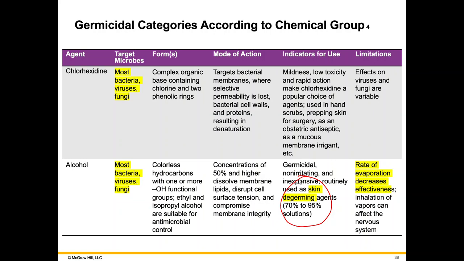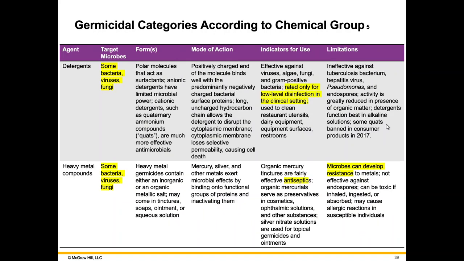Now, downside of alcohols is we're probably all aware that alcohol has a drying effect. It readily evaporates very quickly compared to just water. So that fact that it evaporates relatively quickly means exposure time is going to be shorter, which means it's less effective as it evaporates.